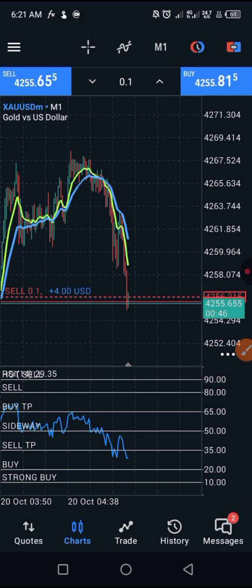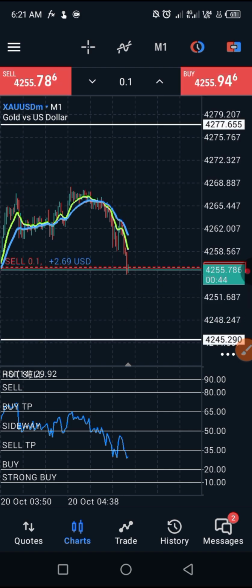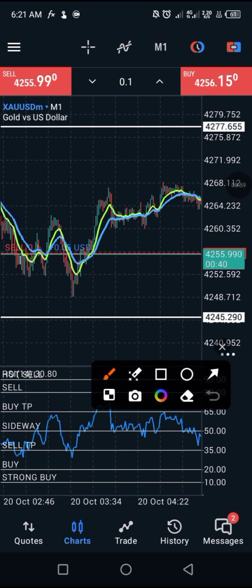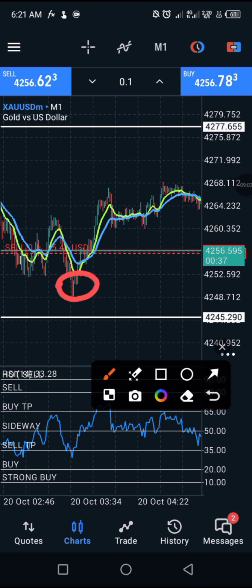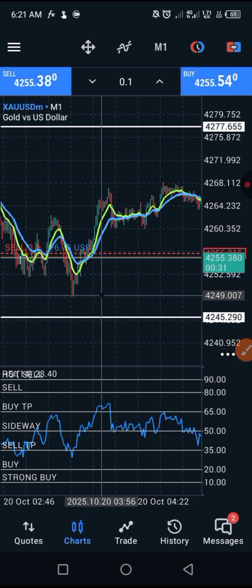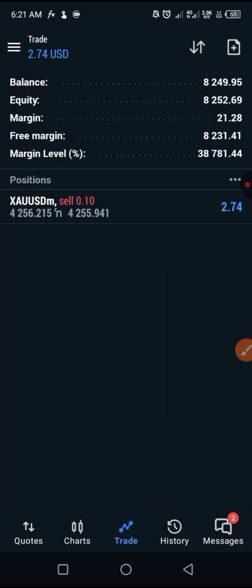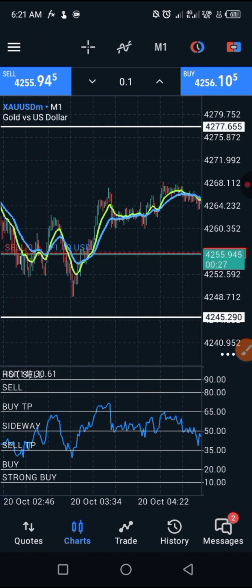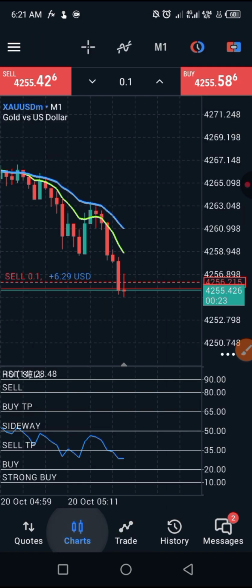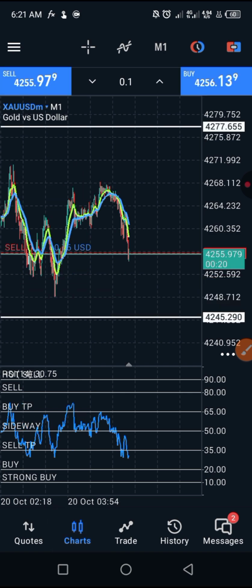From the way I'm seeing it, price is likely to fall either to this place that it reacted previously, or even break it down further. So we can see we're in profit. Yeah, it's going to fall. Price has no choice. I've seen the movement.